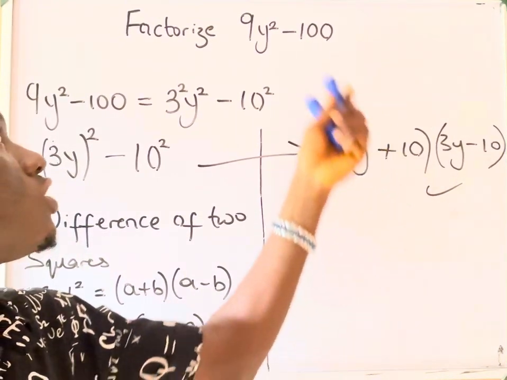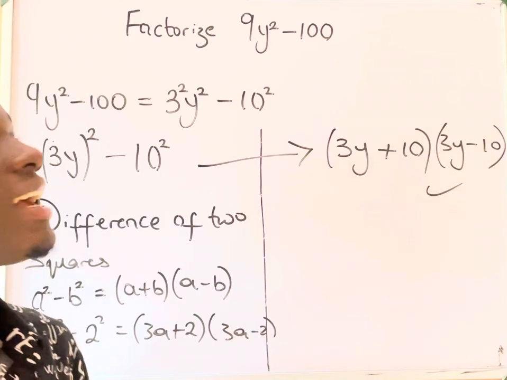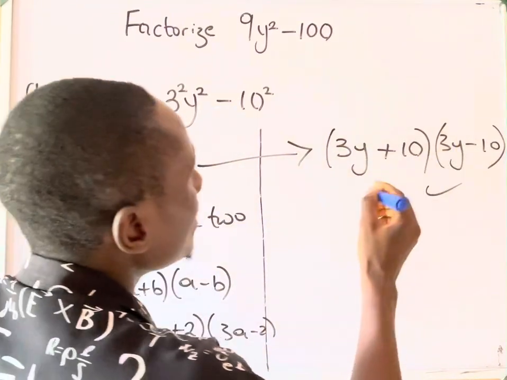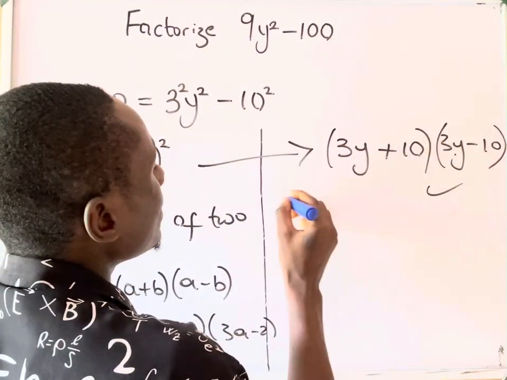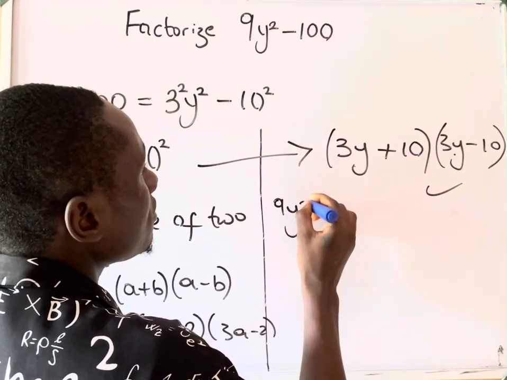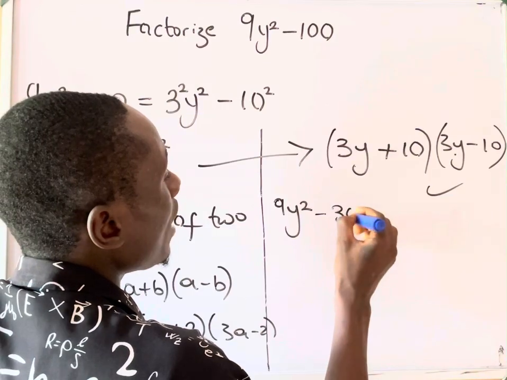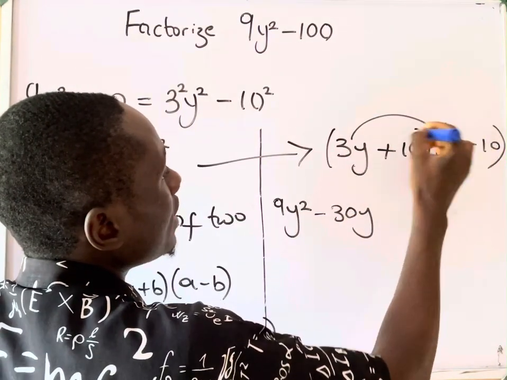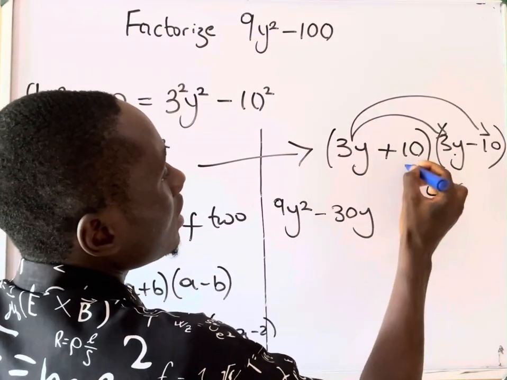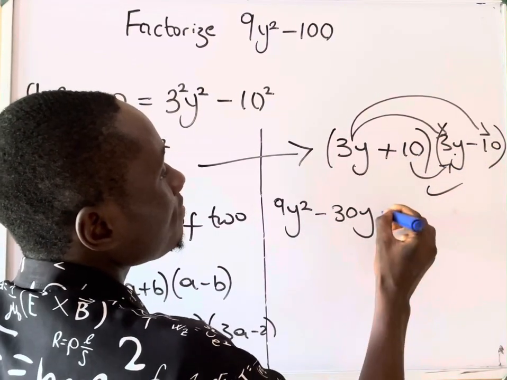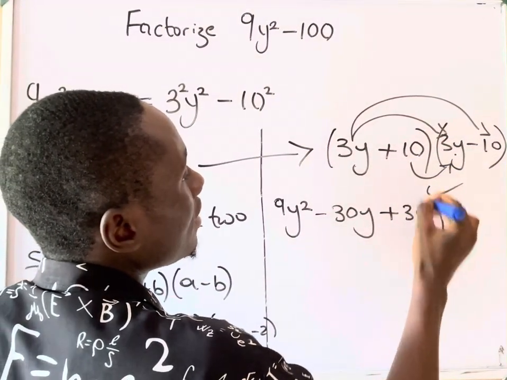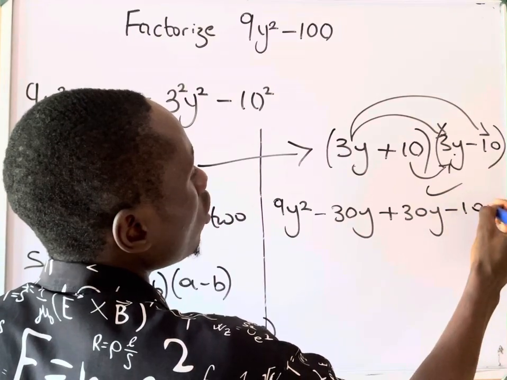We could also expand this to confirm if we will get this thing again. Let's expand. Let's use 3y to multiply 3y. You have 9y squared. Let's use 3y to multiply minus 10. You have minus 30y. I'm still using this to multiply this, and let me use 10 to multiply this. I have plus 30y. 10 times minus 10 is minus 100.